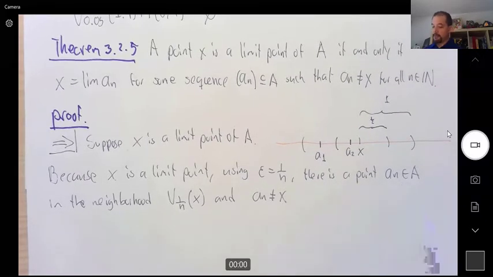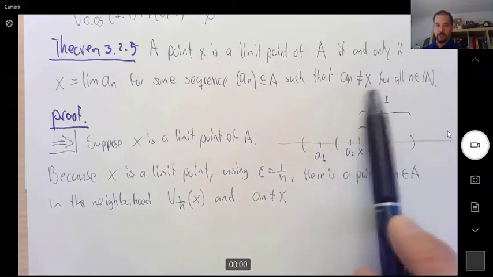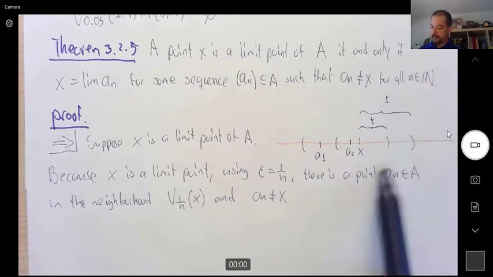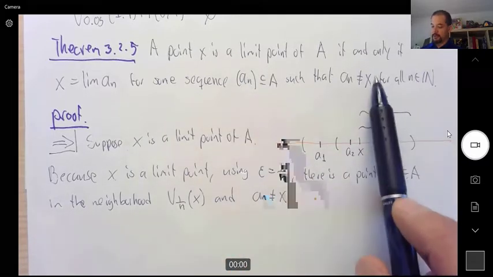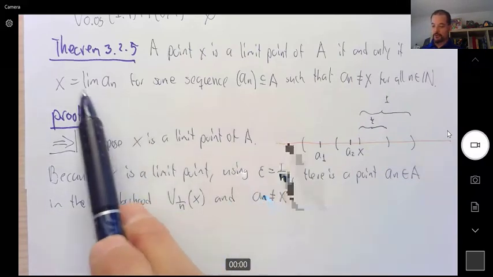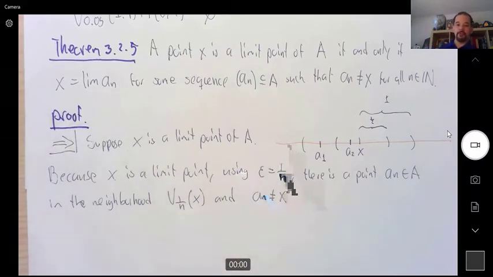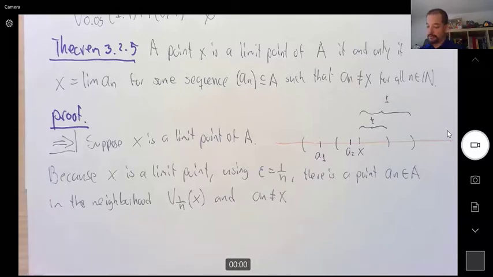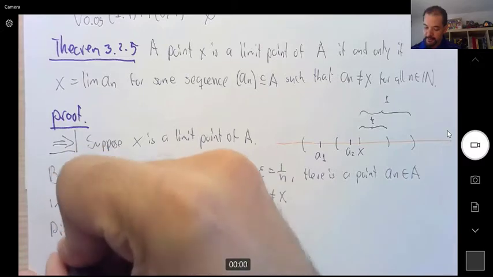Now, by definition, my sequence is never equal to X. So we got that part already. And it's in A, right? So obviously my a_n's are in A and they're not equal to X. So all I need to do now is to show you that the limit is X. How do you show that the limit of a sequence is something? Given an epsilon, you need to show that if you go far enough, then the distance from the number to the limit is less than epsilon. So let's do it. Pick epsilon greater than 0.